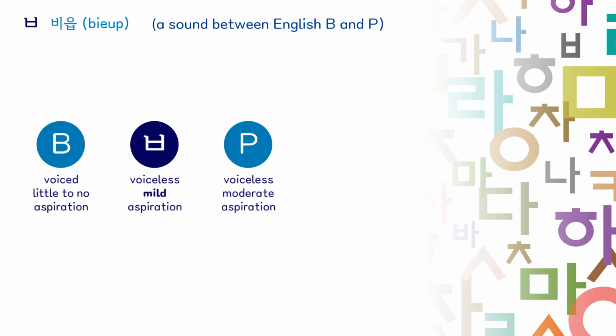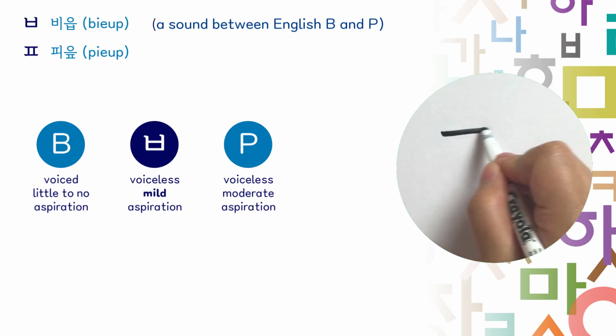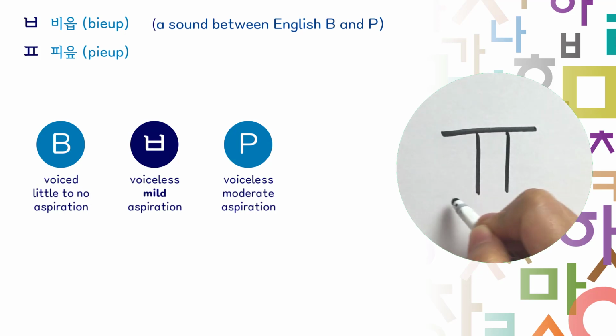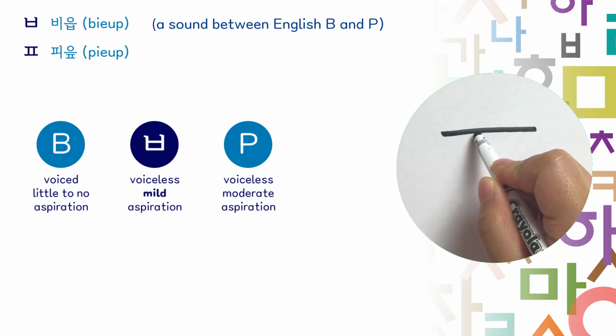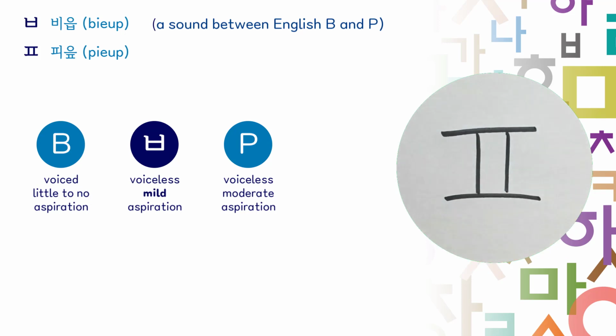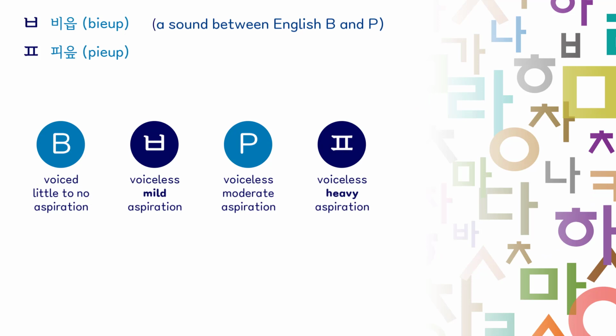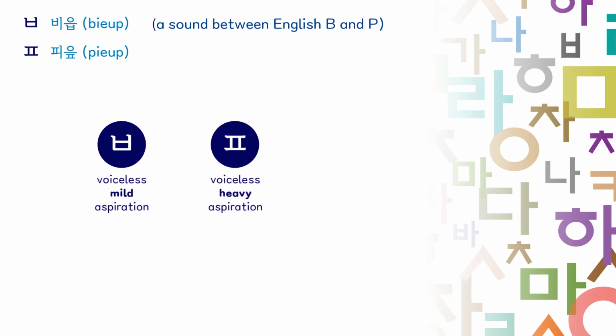However, as with the other consonants we have learned so far, there is a more heavily aspirated sound that's similar to P sound, and that's 피읕. 피읕 is written like this. 피읕 is a voiceless sound with heavy aspiration, so it's P, P, P. Let's hear 피읕 and 피읕 together. 푸, P, 푸, P.